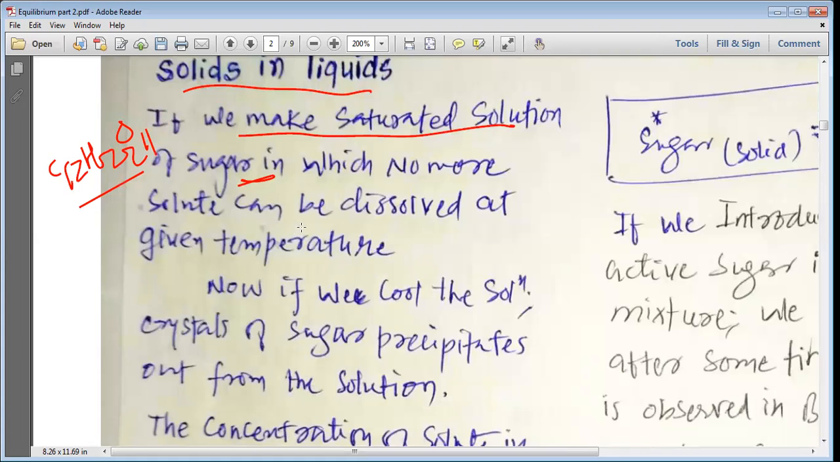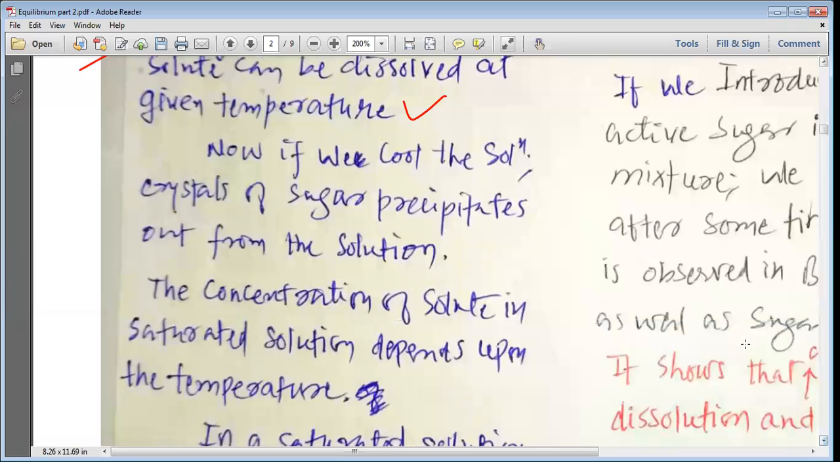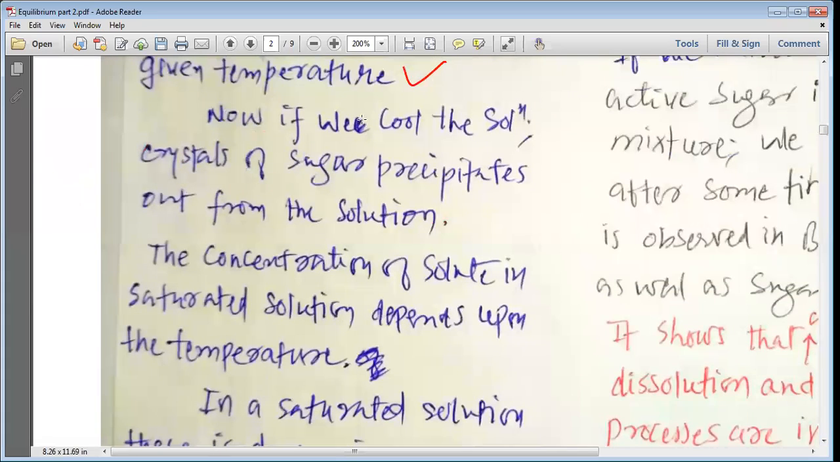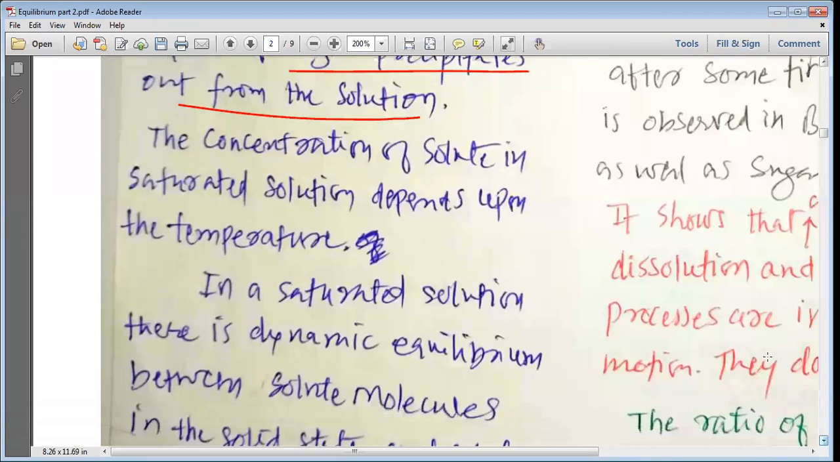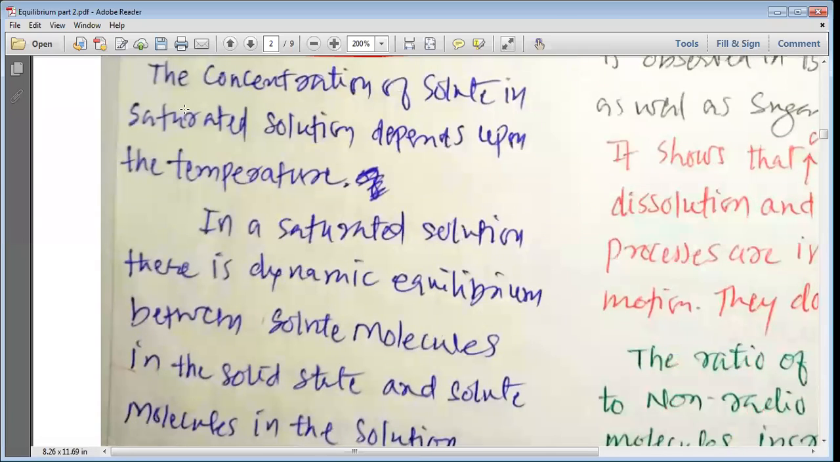Sugar in which no more solute can be dissolved at a given temperature, we consider it a saturated solution, because at a given temperature no more solute can be dissolved into this solution. Now if we cool the solution, what happens? Crystals of sugar precipitate out from the solution. So when we cool it, the crystals which were dissolved in the saturated solution crystallize out and turn into solid in the solution itself.